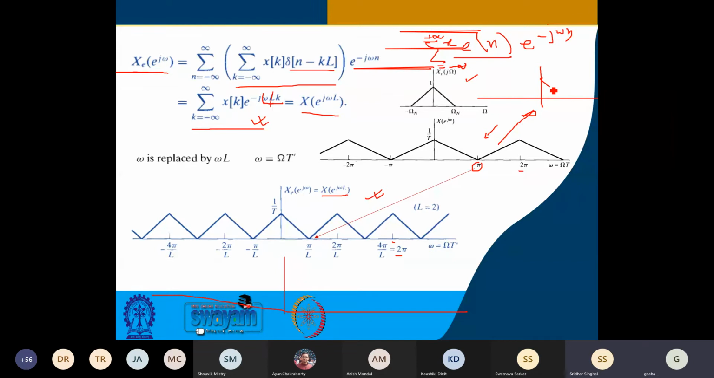Just pi by 2. Very good. Pi by 2. And its copy will start where? So this is minus pi by 2. So there will be a gap of pi. So this is 2 pi, and minus 2 pi is somewhere here. Its copy will start because it is repetitive, no? This is X of e to the power j omega. It will start over here, and similarly it will start over here.